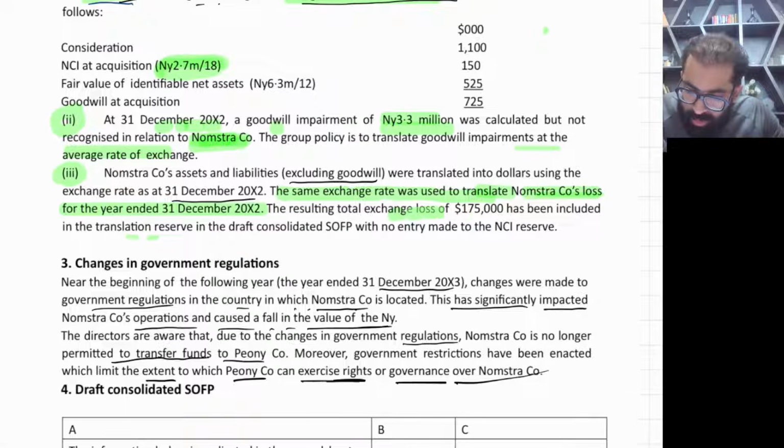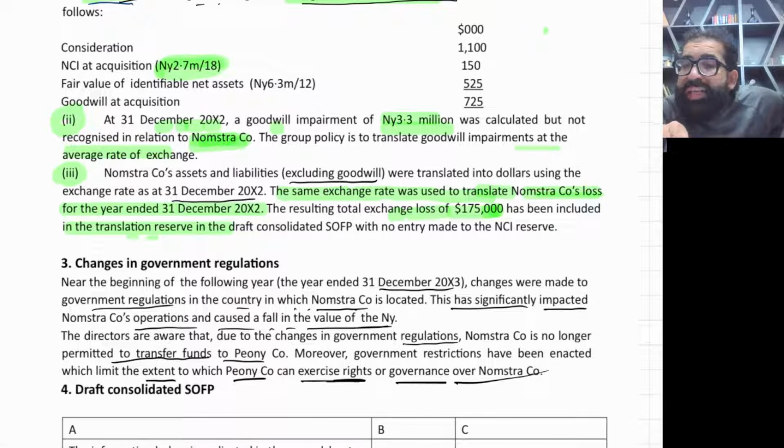The resulting total exchange loss of 175,000 has been included in the translation reserve. Just think, they used a wrong exchange rate on the loss for the year. So that means this balancing exchange loss number is also wrong, which I will be correcting for you. For one error they have done, because of the first error, this exchange loss is wrong.